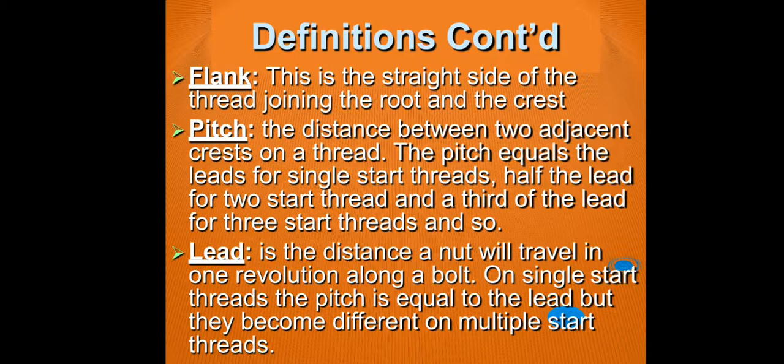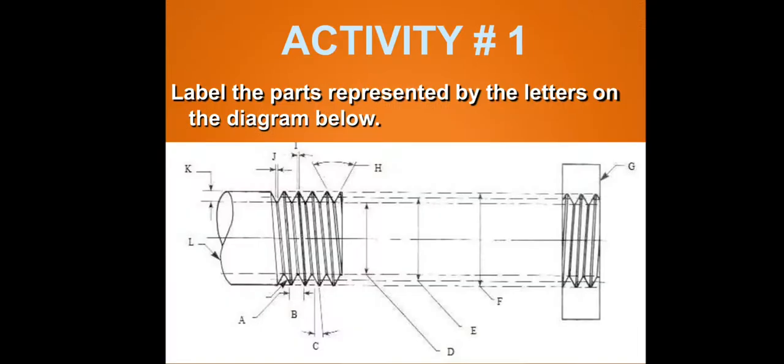And definitions continue. The flank is the straight side of the thread joining the root and the crest. And pitch is the distance between two adjacent crests on a thread. The pitch equals the lead for a single start thread, half the lead for two start threads, and a third of the lead for three start threads, and so on. Lead is the distance a nut will travel in one revolution along a bolt. On single start threads, the pitch is equal to the lead, but they become different on multiple start threads.